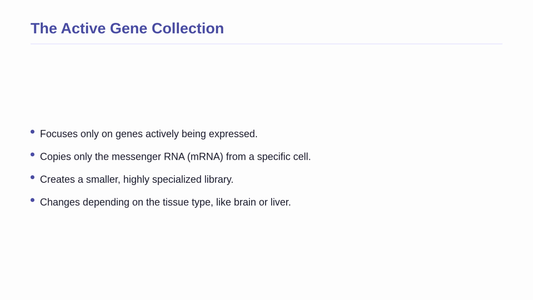Instead of copying the entire DNA, scientists only copy the messenger RNA, or mRNA, which represents the genes that are currently turned on and working in a specific cell. This gives us a much smaller, highly specialized library. Unlike a genomic library, a cDNA library changes completely depending on whether we are looking at a brain cell, a liver cell, or a skin cell.